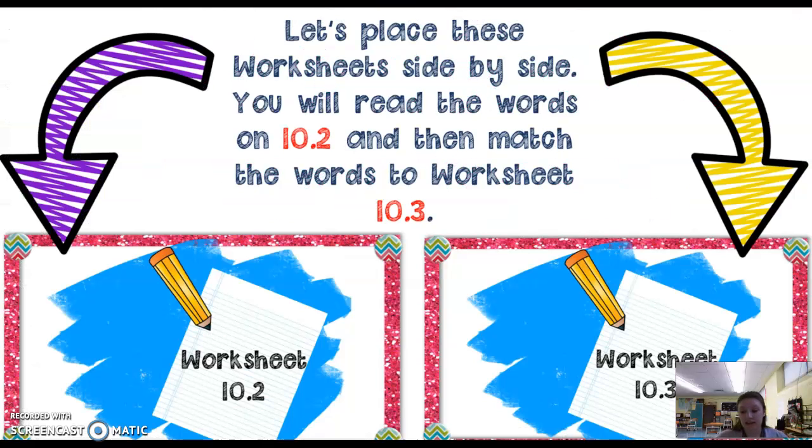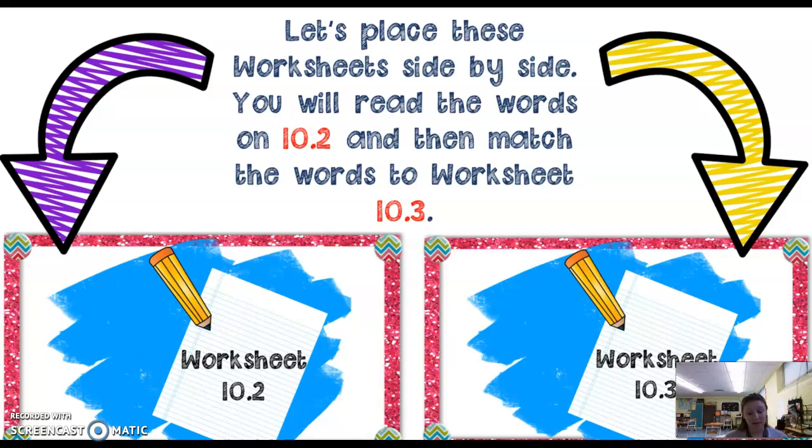All right, in your workbook, you have page 10.2 and 10.3, and it is sort of like a scavenger hunt. On 10.2, you have sound spellings, 4 different spellings for the sound O. You have O consonant E, that's our magic E. You have just the letter O, you have OA, and you have OE.